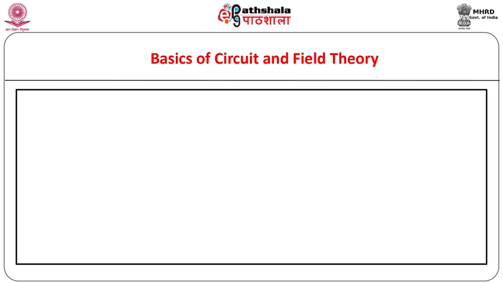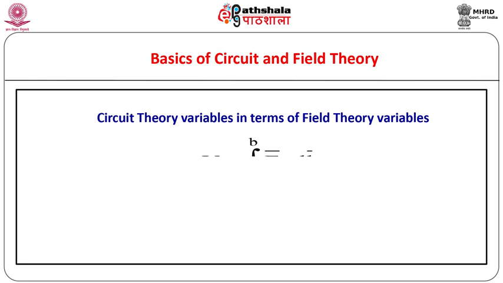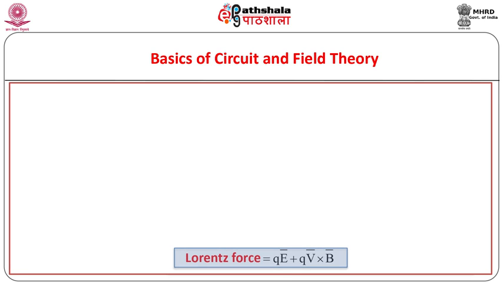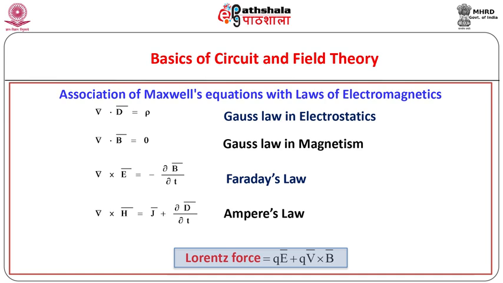Ohm's law and Kirchhoff's laws are the main laws which form the basis of circuit theory and can be derived using field theory. The circuit variables, namely potential difference V across and the current I through a conductor, are related with the electromagnetic fields as shown. The electromagnetic field theory mainly involves Lorentz force and Maxwell's equations along with different laws of electromagnetics associated with them as shown. In field theory, we have to think of Maxwell's equations and Lorentz force in association with each other.